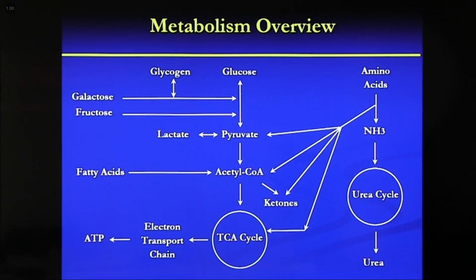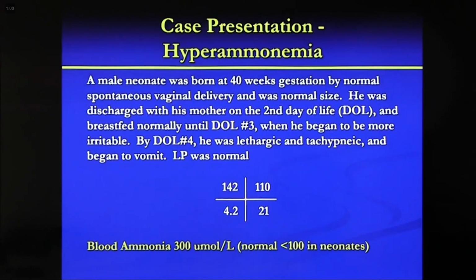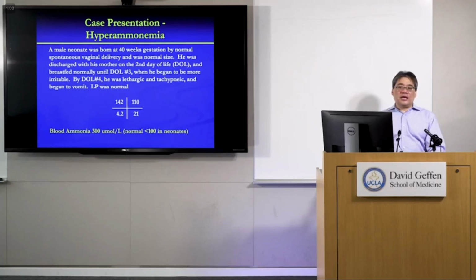So here's my overview of metabolism. And here's the first case. So this is a common thing. This is a baby boy who was born full term. There were no complications. He was discharged at day of life number 2, which is usual. And then he started becoming irritable, lethargic, tachypneic. And of course, he was brought in. He got a sepsis workup, and it was pretty unremarkable.